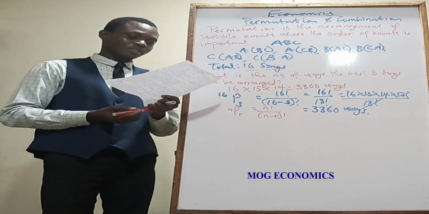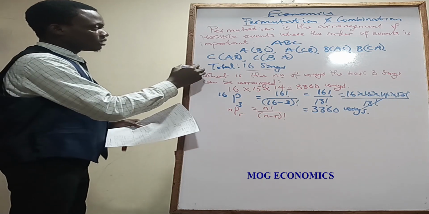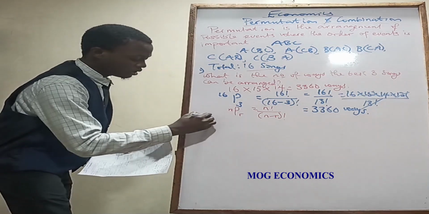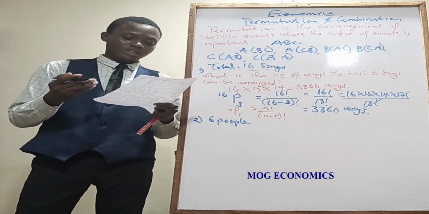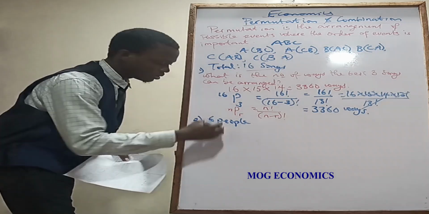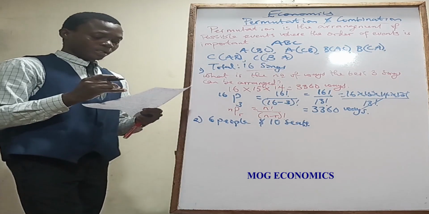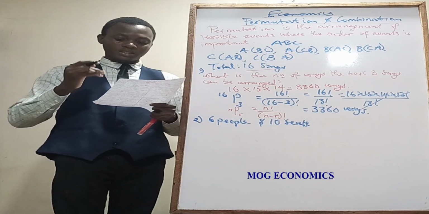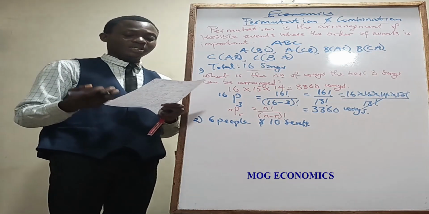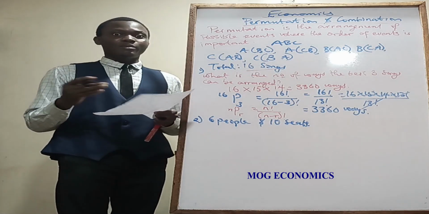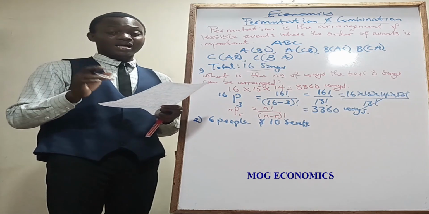Now let us look at another example. So 6 people go to a cinema. Now in the cinema, they sit in a row of 10 seats. So 6 people and 10 seats. Find how many ways they can possibly sit if they can sit anywhere, and two, if all the empty seats are next to each other.